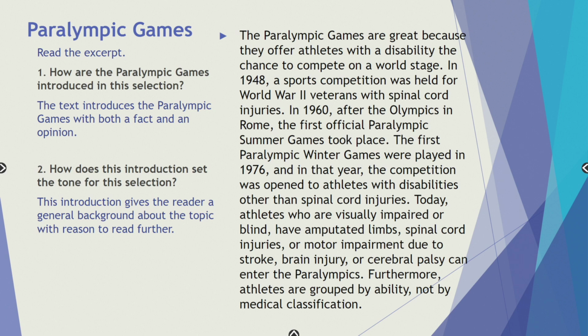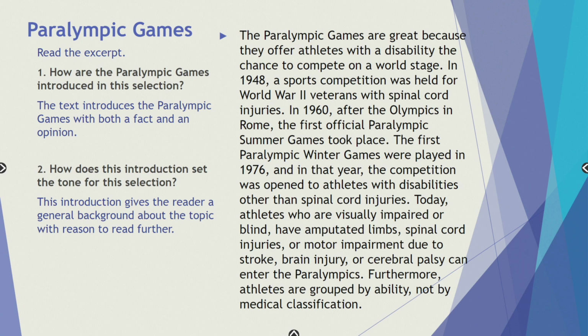In 1948, a sports competition was held for World War II veterans with spinal cord injuries. In 1960, after the Olympics in Rome, the first official Paralympic Summer Games took place. The first Paralympic Winter Games were played in 1976. And in that year, the competition was open to athletes with disabilities other than spinal cord injuries.